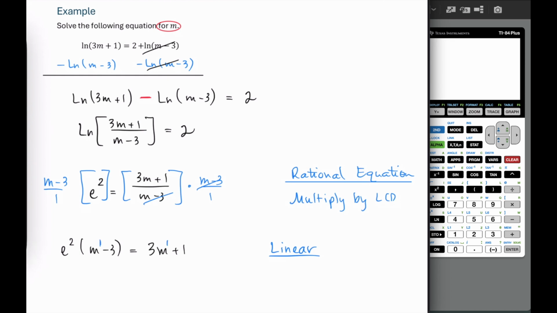And in order to solve a linear equation, we're going to get our variables to one side and our constants to the other. But in order to identify our variable terms and our constant terms, let's distribute that e squared into the parentheses, and we'll get e squared times m minus 3e squared is equal to 3m plus 1. The variable terms are the ones that contain m's. Negative 3e squared is a constant, and 1 is a constant. So we'll get our variable terms together on the left and move our constant terms to the right-hand side.